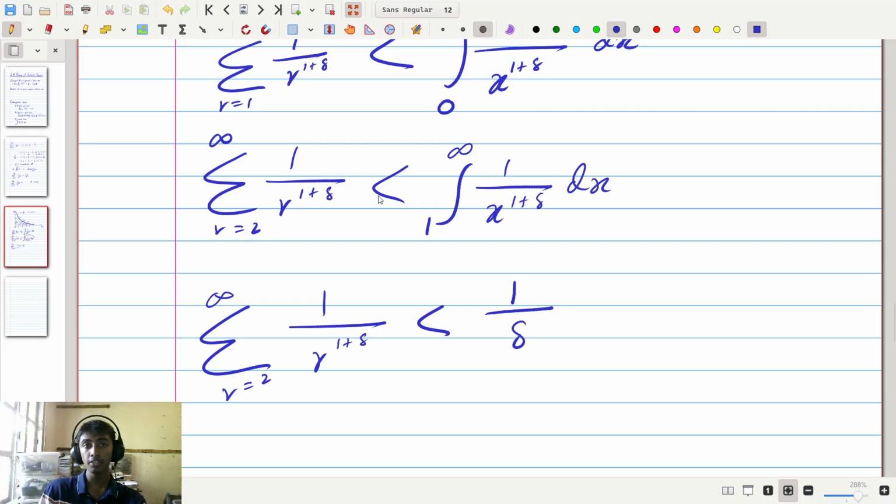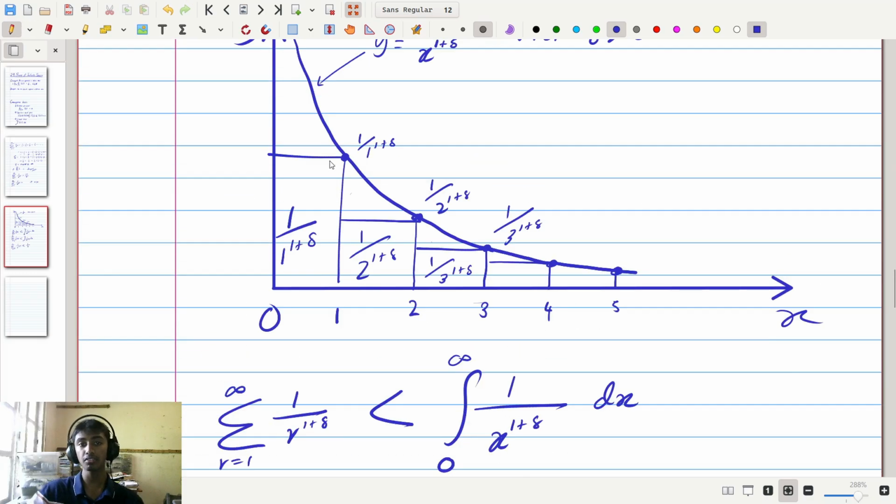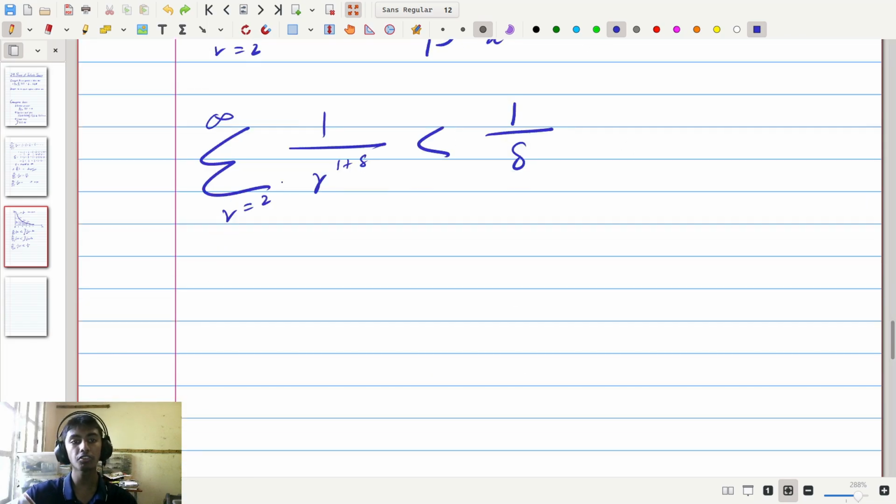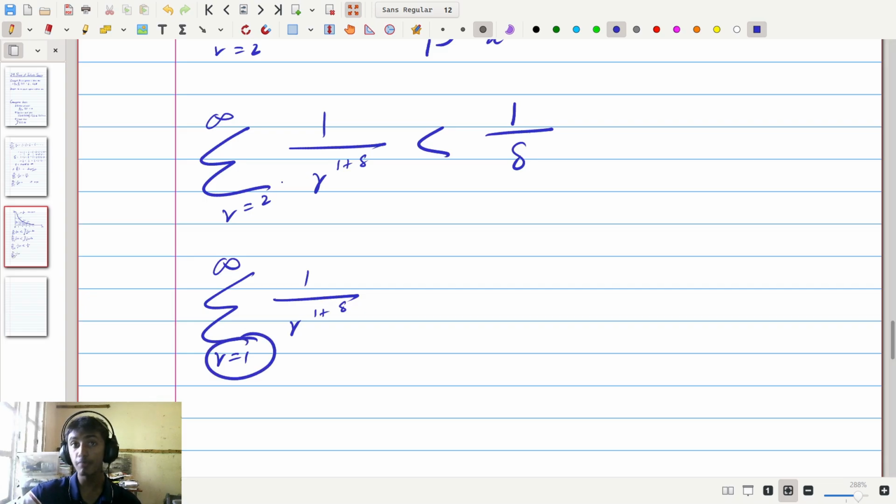Now, consider adding to this the very first term. We can add the very first term to both sides. The very first term is going to always be 1 divided by 1 to the power of 1 plus delta. Adding that to both sides, we can see we get on the left hand side the sum starting from 1 in this case to infinity of 1 divided by r to the power of 1 plus delta, since we have the very first term when r is equal to 1.